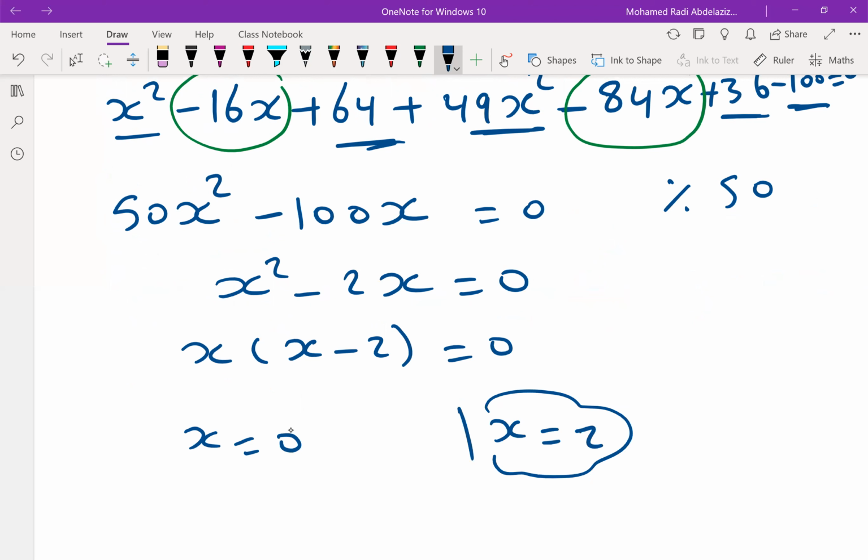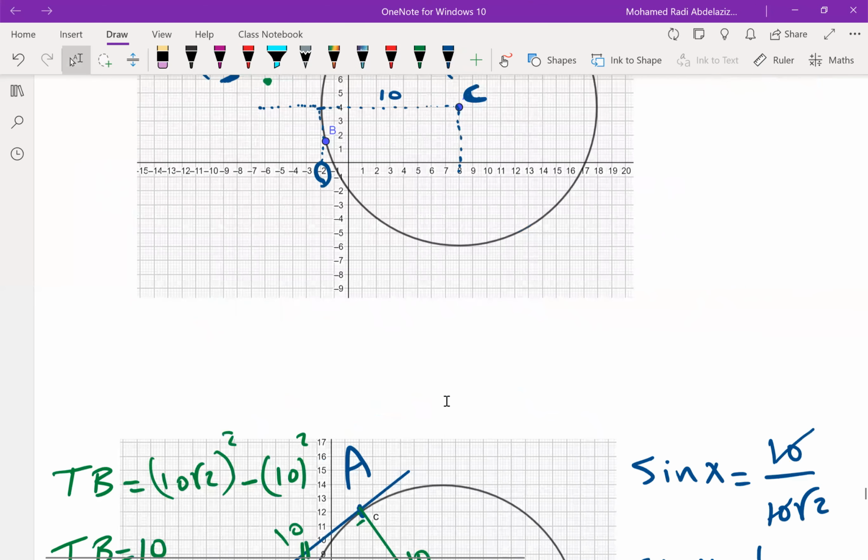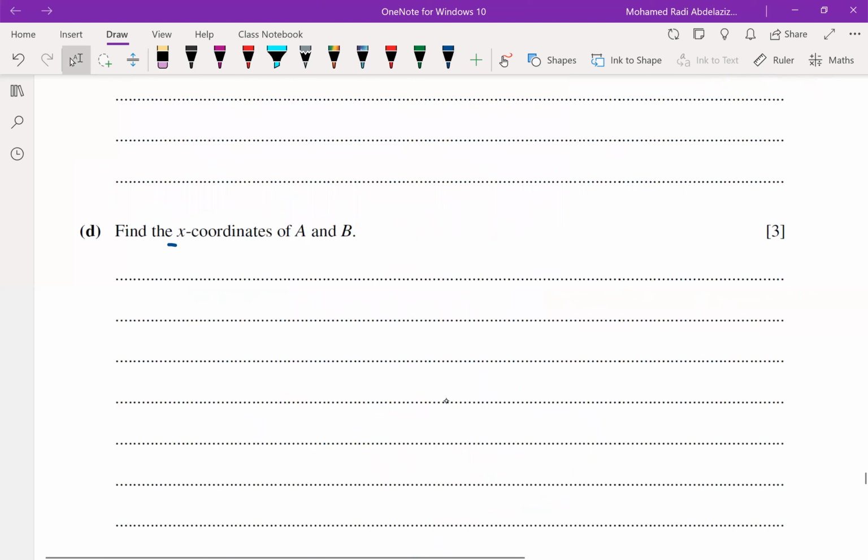These are the x coordinates of A and B. If he asks to get the coordinates, you can find the values of y from the equation of the line or from the equation of the circle. He asks only to find the x coordinates of A and B.